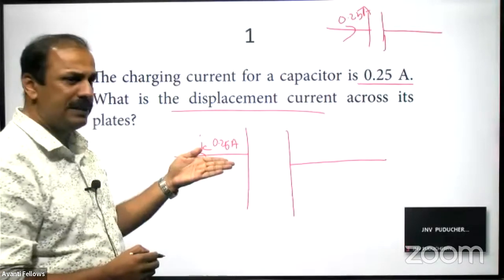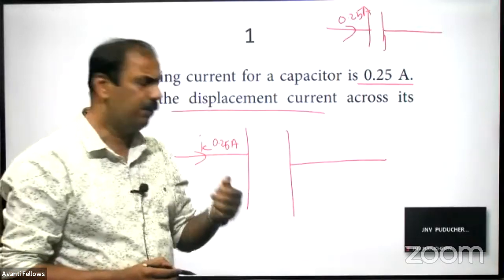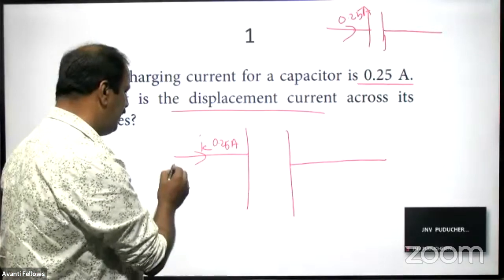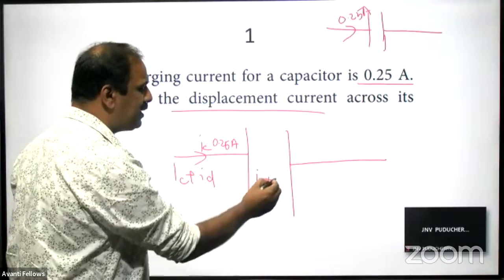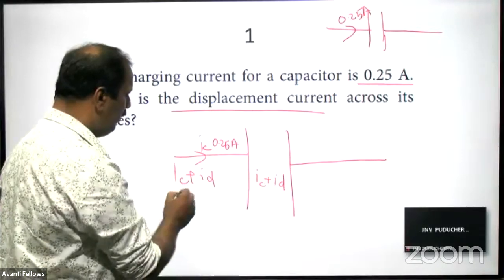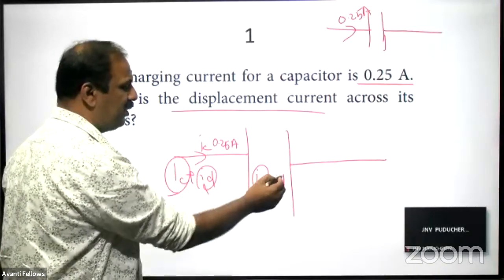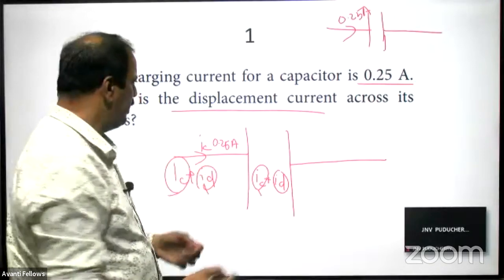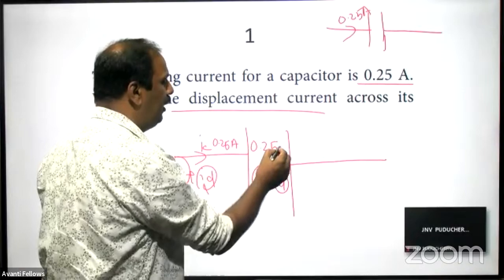Whatever current is passing through this, that same current should pass inside. I told you in the previous section, the outside current is IC plus ID, and inside also it is IC plus ID. Outside we have only conduction current, so ID is 0. Inside, the conduction current is 0, only the displacement current is there. The meaning is very simple: here we have a current of 0.25 ampere itself.